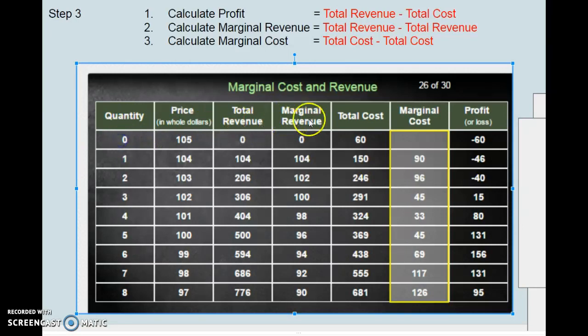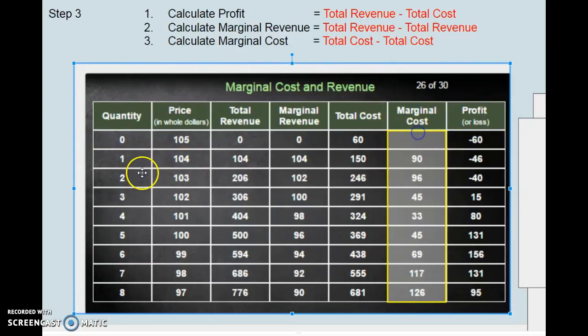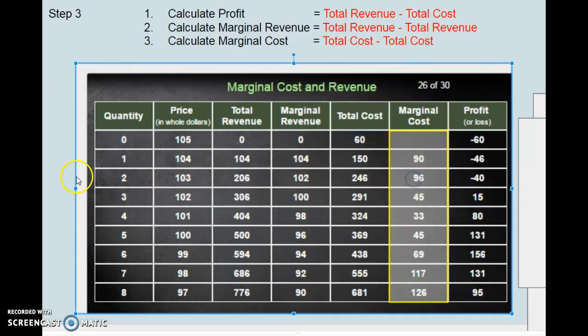If I sell 0, I make a marginal revenue of 0. If I sell 1, I make a marginal revenue of 104. If I sell 2, a marginal revenue of 2. And notice this is going to be one of my lines. This is going to be the marginal revenue quantity versus marginal revenue. A second line that you're going to put on the same exact graph is quantity versus marginal cost. I take 0 and 0. 1 and 90, 2 and 96. The trick is, how do I do this?